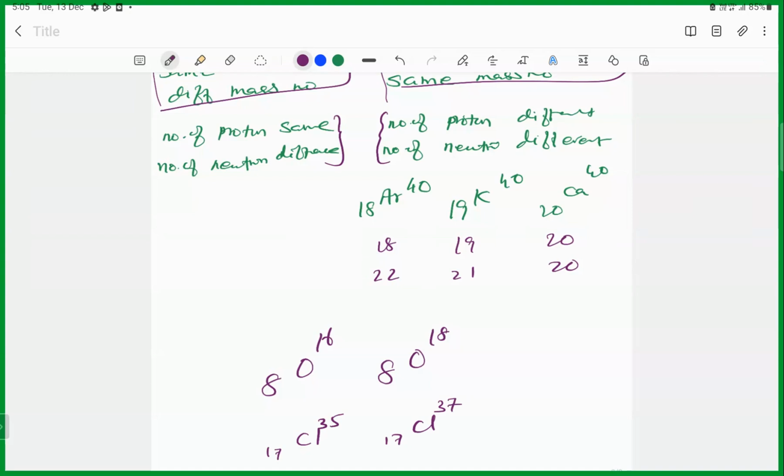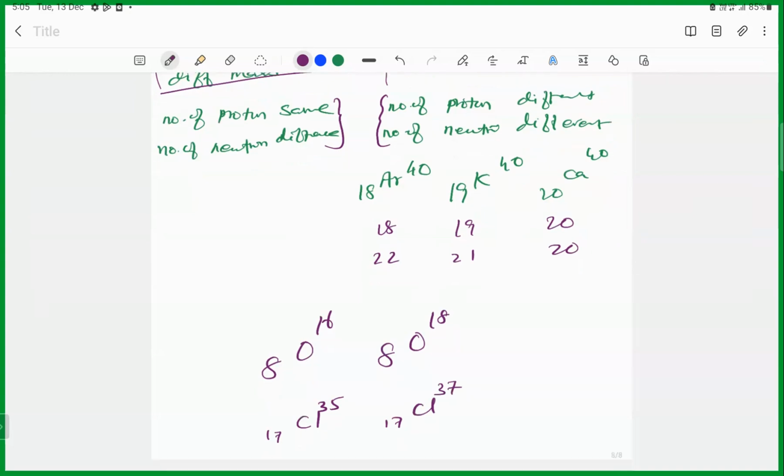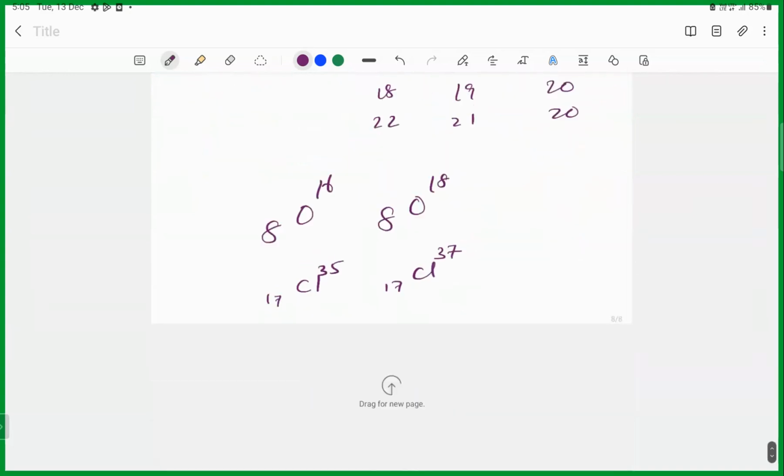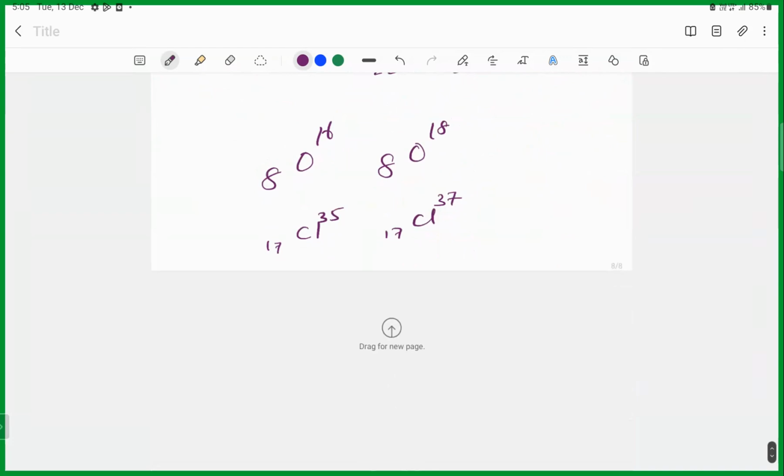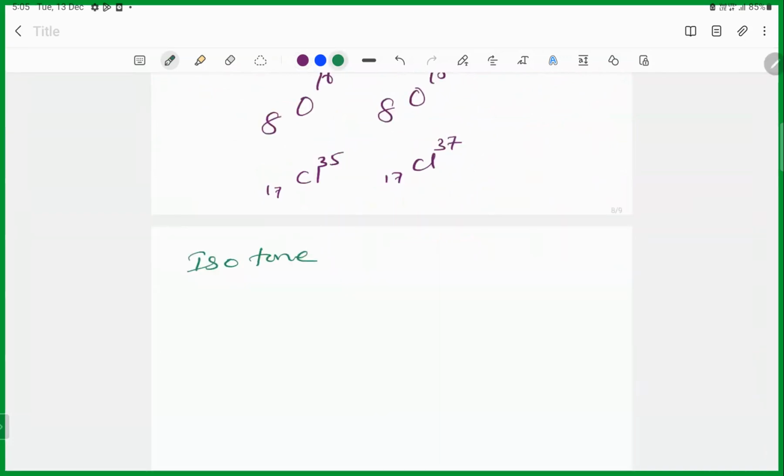Yes, sir. So now one more point, that is isotone. What is isotone? Iso means same. Isotones are different elements with the same number of neutrons, but they may differ in atomic number and mass number. So same number of neutrons is called isotone.